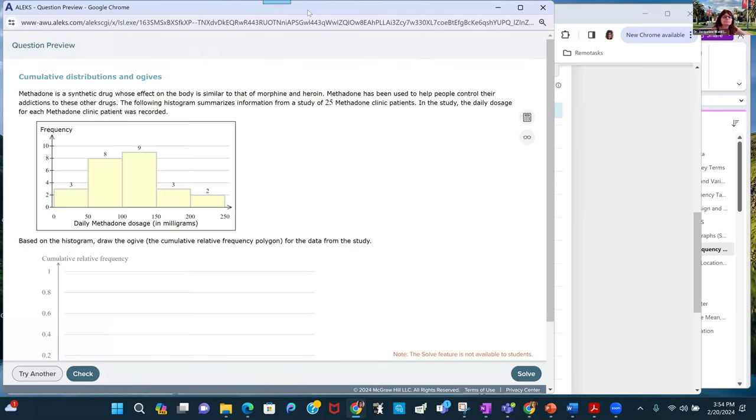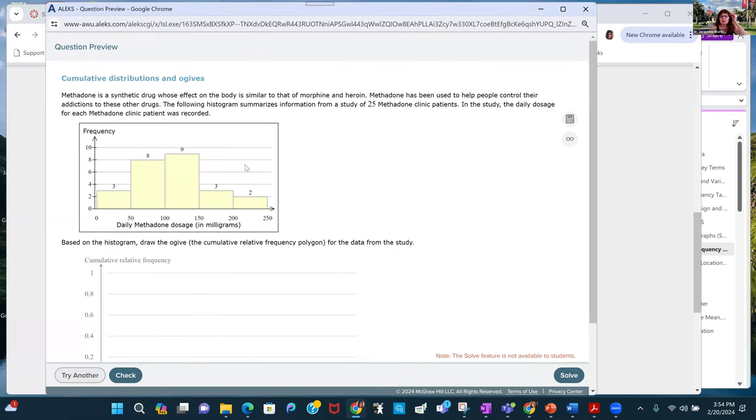Cumulative distribution in ogives. All right. So notice here we're given a frequency as opposed to a relative frequency. Methadone is a synthetic drug whose effect on the body is similar to that of morphine and heroin. Methadone has been used to help people control their addictions to these other drugs. The following histogram summarizes information from a study of 25 methadone clinic patients. In the study, the daily dosage for each patient was recorded.